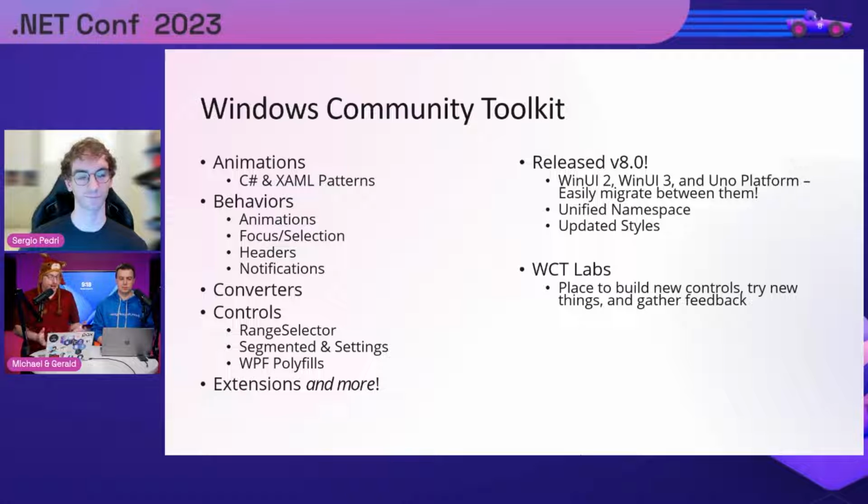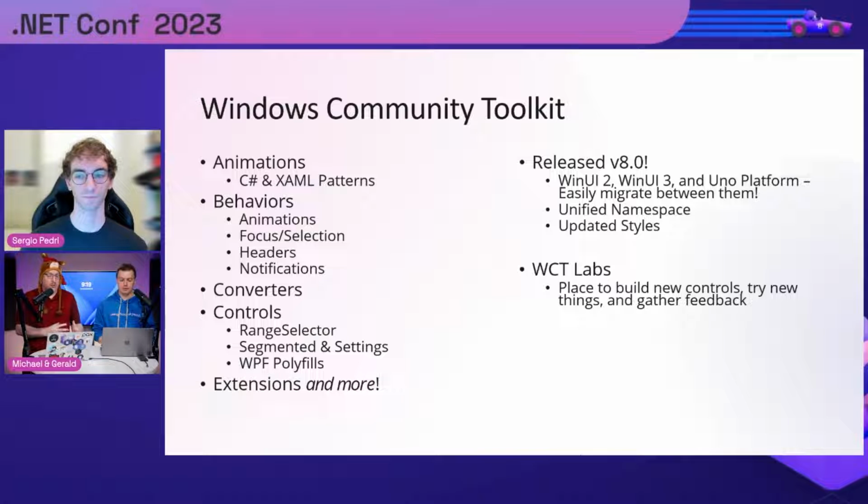And so, I talked a little bit about the Windows Community Toolkit before. Our animations are one of our more popular packages that have both patterns for doing C# and XAML. We have a whole bunch of different behaviors and controls. Many WPF polyfills. So if you're coming from WPF to WinUI and you're missing something, look in the Community Toolkit. We have a lot of different things there, like Uniform Grid is one of the bigger ones, Wrap Panel, Grid Splitter, some of those staples from WPF that you might be looking for are in the Windows Community Toolkit. And we just did our release of our 8.0 version.